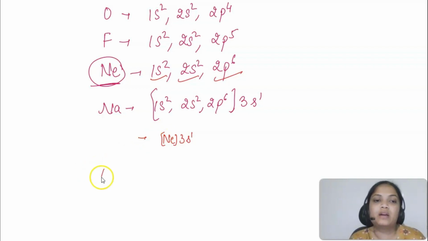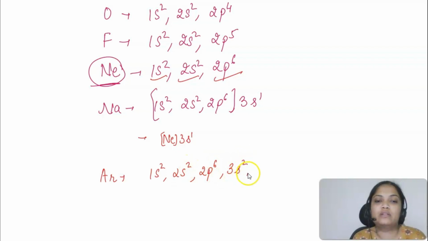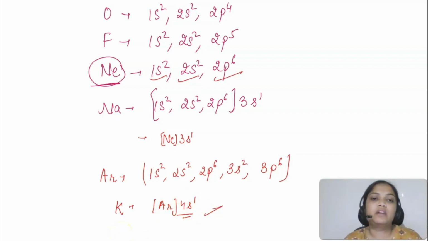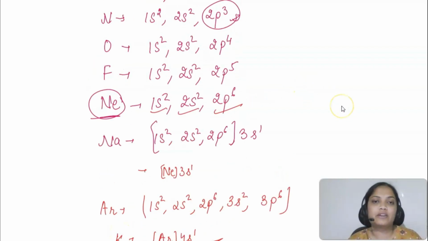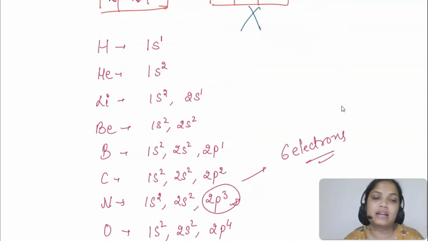Similarly for argon, when you reach there, it will be 1s2, then 2s2, 2p6, total 18 electrons, right? So 3s2 and 3p6. After argon comes your potassium. So for potassium you can write argon, then 4s1. Like this, this is how you are going to write the electronic configurations for the atoms.